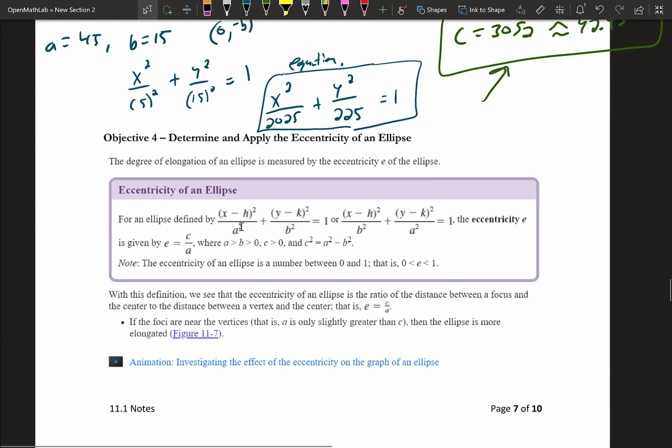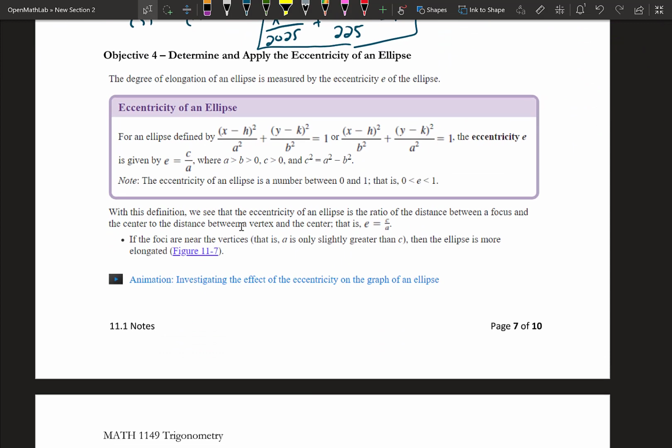The last objective in this section is looking at another type of application. This comes up with how planets have an elliptical path that they follow around the sun. To discuss this, we introduce a new term called eccentricity. The degree of elongation of an ellipse is measured by the eccentricity e of the ellipse.